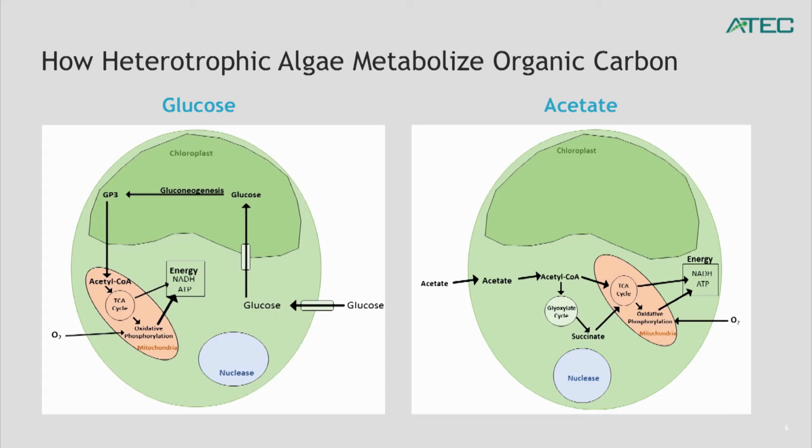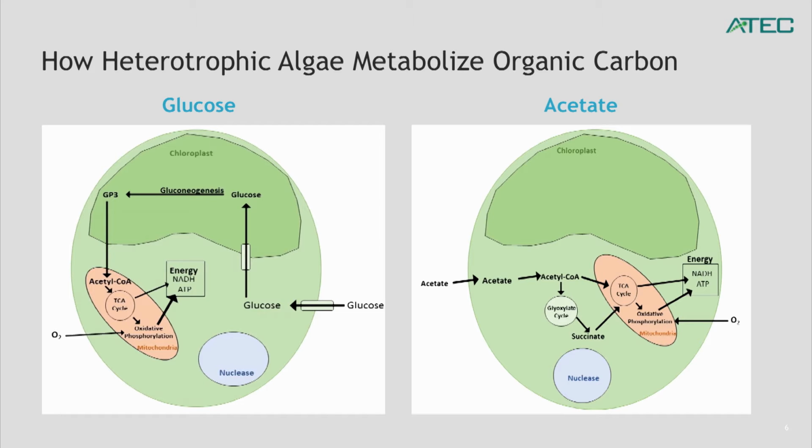And then once in the mitochondria, acetyl-CoA will be shuttled into this process called the TCA cycle, which generates ATP and reducing potential. And then from the TCA cycle, that energy is transferred to a process called oxidative phosphorylation, where oxygen is combined with the substrates coming from the TCA cycle to create a large amount of ATP. And that's what actually drives heterotrophic growth, allowing algae to achieve high densities.